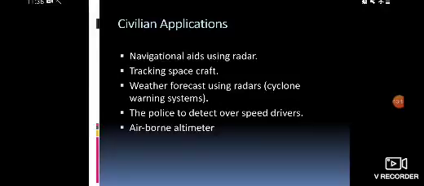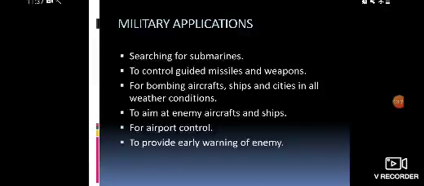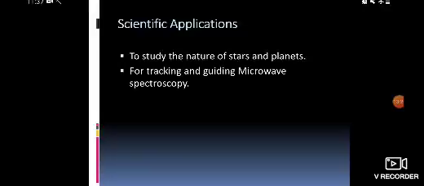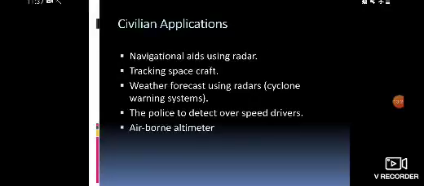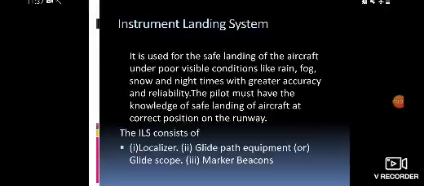Not only that, it is also used as an airborne altimeter. Okay, so these are civilian applications. So the first one is military applications, the second one is scientific applications, and the third one is civilian applications. So the next topic is the instrument landing system.